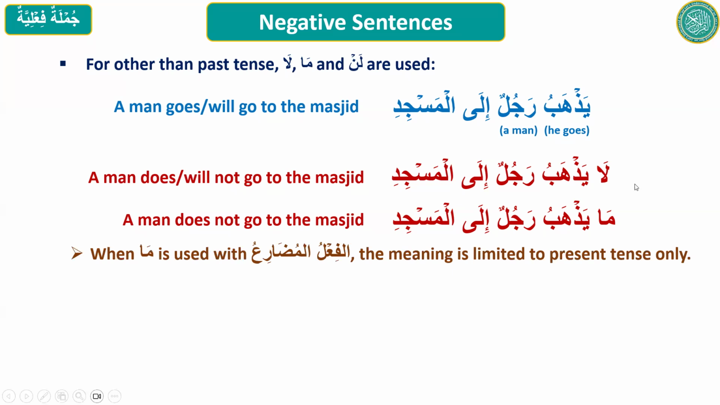All right. Okay. So we have learned with la how to make a jumla other than a past tense negative by using la and ma. The third word, lan. We're going to learn that now. So again, we use the same sentence, yazhabu rajulun ilal masjidi. So the meaning will be a man goes or will go to the masjid. Now let's add lan before it.